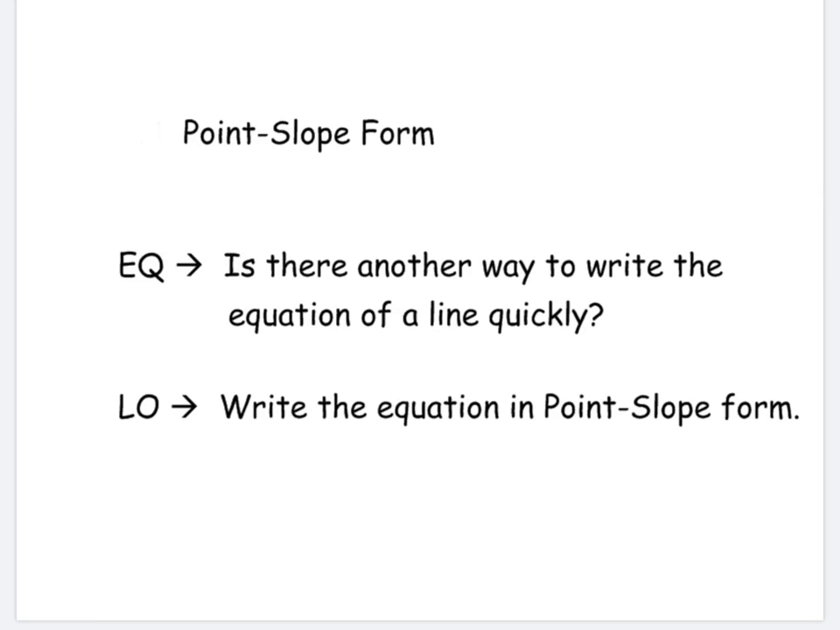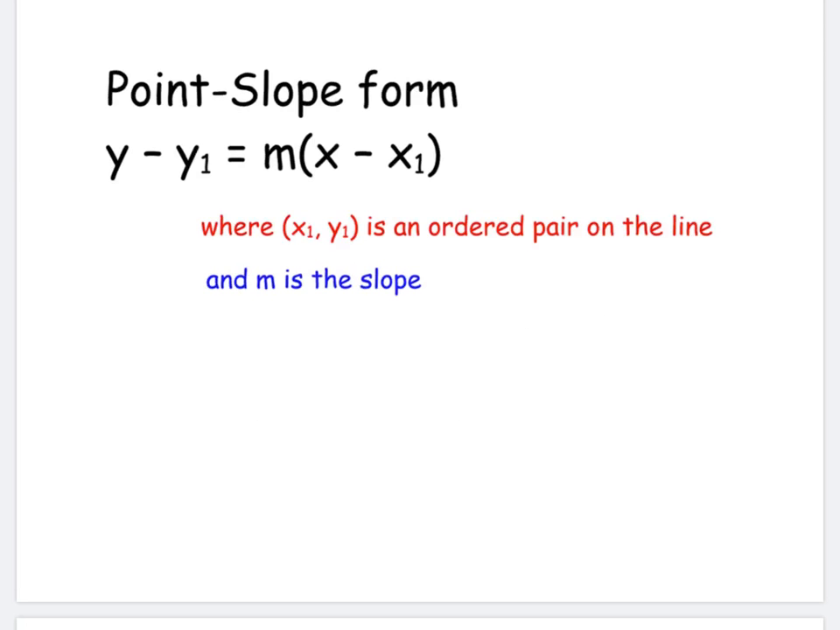This lesson is going to be looking at writing equations in point slope form. Point slope form uses exactly that, a point and a slope of a line to write the actual equation of a line. So we have the point slope form, which is y minus y1 equals m times x minus x1, where x1, y1 are the ordered pair of the point that is on the line, and just as before, m is the value of the slope.